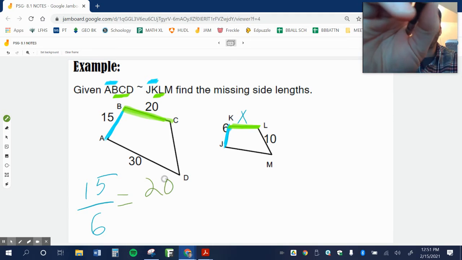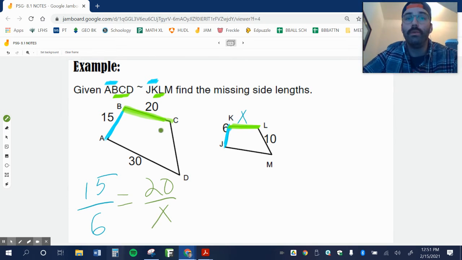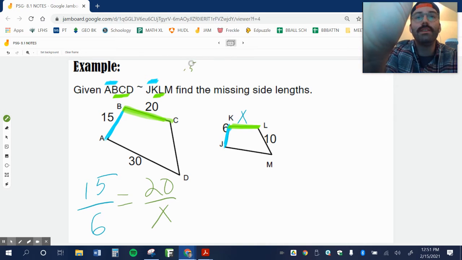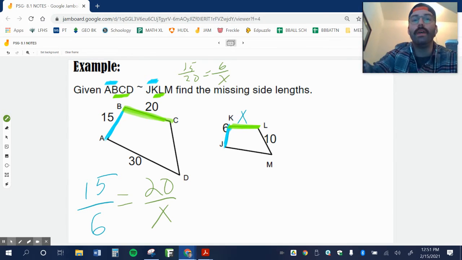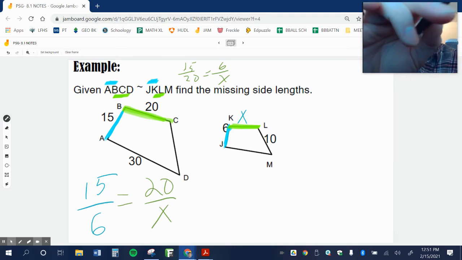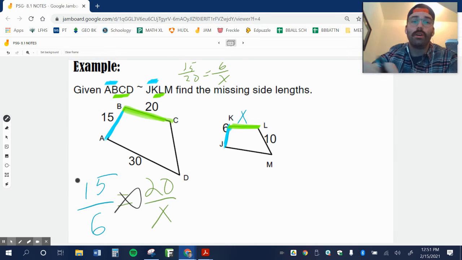I need to write 20 over X. I'm going from big to small, big to small. I could have also written it as 15 over 20 equals 6 over X. I could do that, but for the sake of this problem, I'm just going to go left to right over left to right. From here, we cross multiply and solve. This is called a proportion. Proportion is when a fraction is equal to a fraction, or in better terms, when you set two ratios equal to each other.